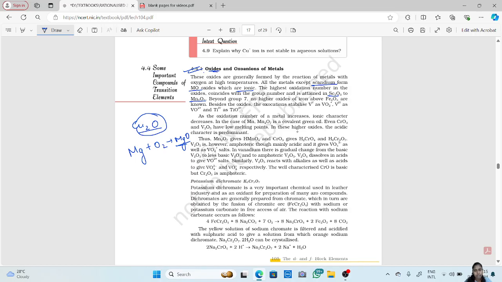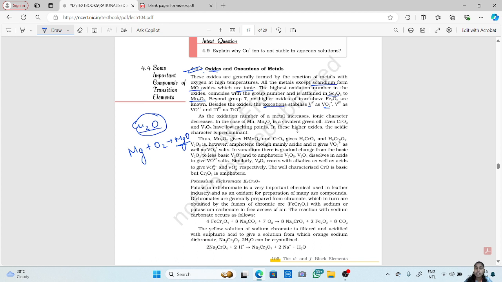Only a higher oxide of iron can be attained, because iron has an oxidation state of 6. Besides oxides, they can stabilize oxocations. Oxocations means, here, vanadium is stabilized using O2, but oxygen has attained a plus sign. So this is an oxocation. Oxygen is having a positive charge, but it is stabilizing the metal atom. That's why, besides oxides, the oxocations stabilize the metal atoms.